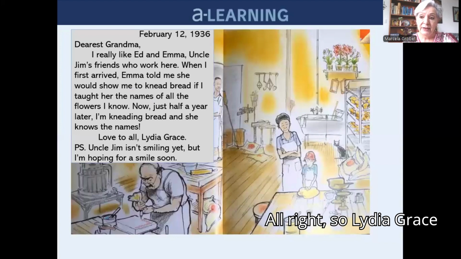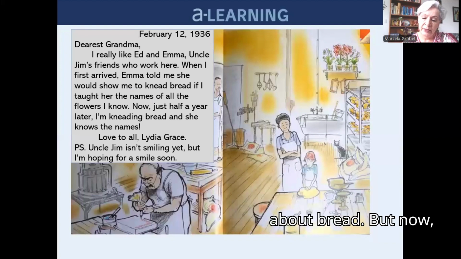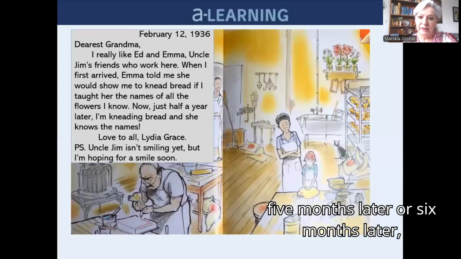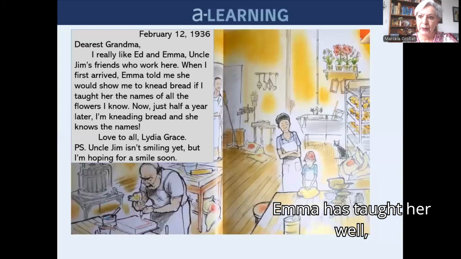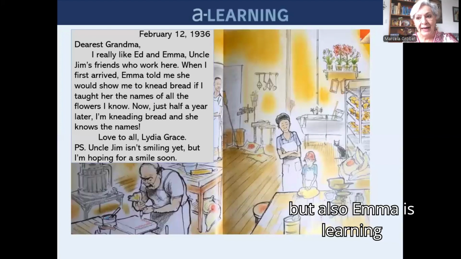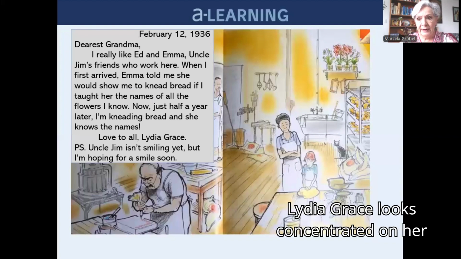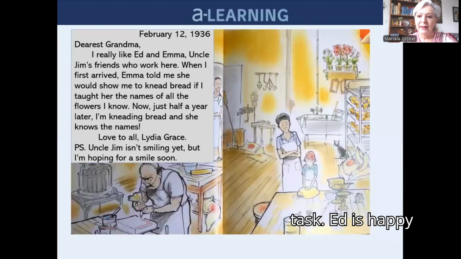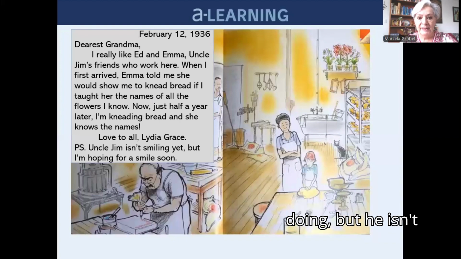All right, so Lydia Grace is learning a new skill. She knew about gardening, she didn't know about bread, but now five months later, or six months later, she knows how to knead bread. Emma has taught her well. But also Emma is learning about gardening, flowers, names of flowers, and all of that. Emma looks happy. Lydia Grace looks concentrated on her task. Ed is happy too. But we can see that Uncle Jim is concentrated in whatever he's doing, but he isn't smiling yet.